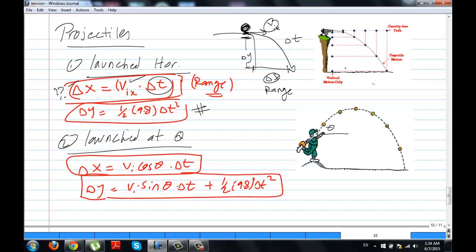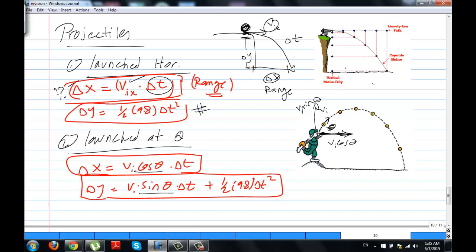The second type of projectile is the projectile launched at an angle, like this situation. So the object, or the v itself, has an angle here, vi. So delta x is equal to vi cosine theta delta t. Here we changed the vix into vi cosine theta, because here the v would have 2 components, vi cosine theta, and here vi sine theta. Because there is an angle, there are 2 components of the v. One is here and one is there.